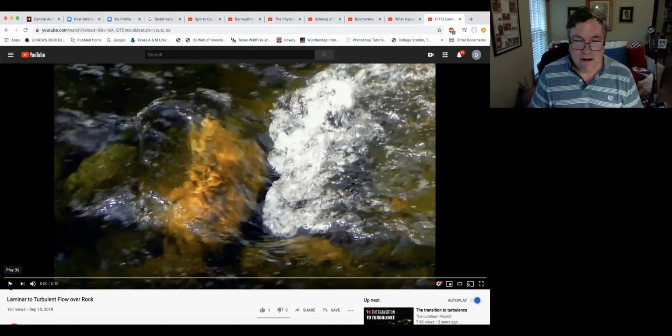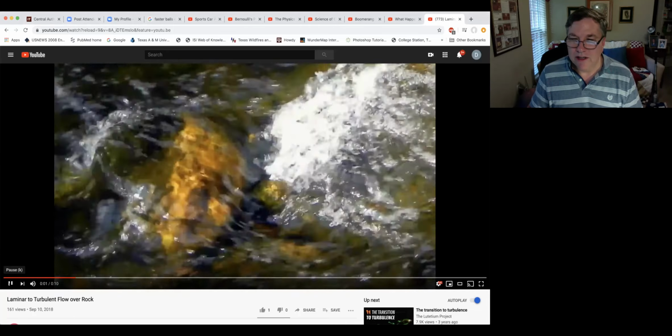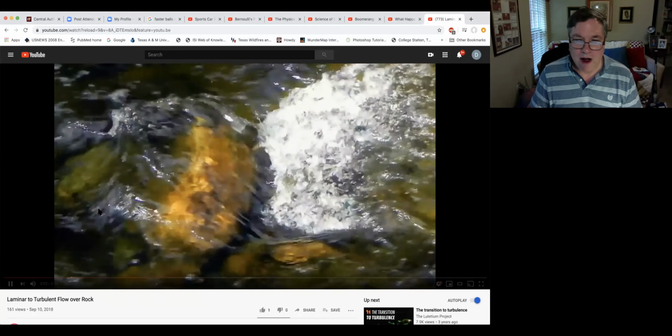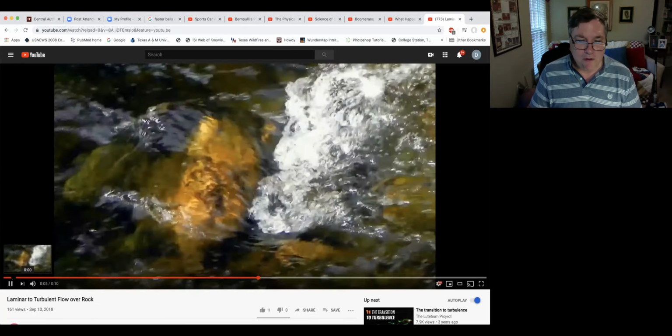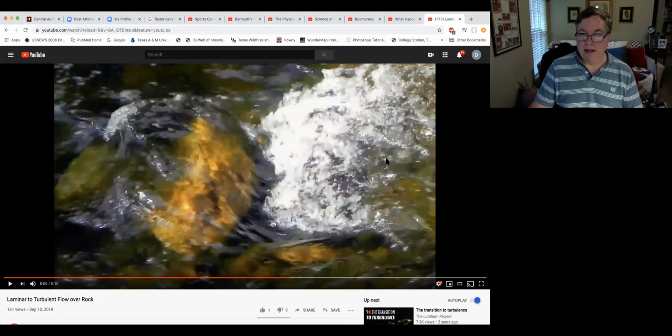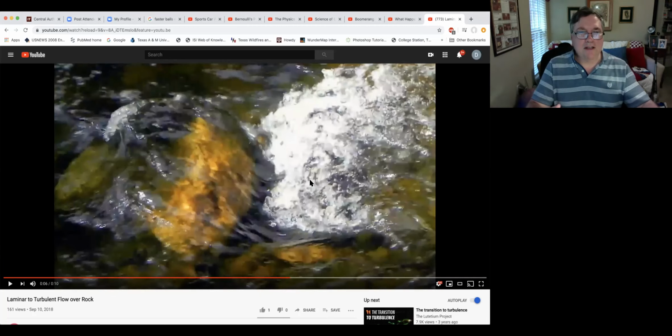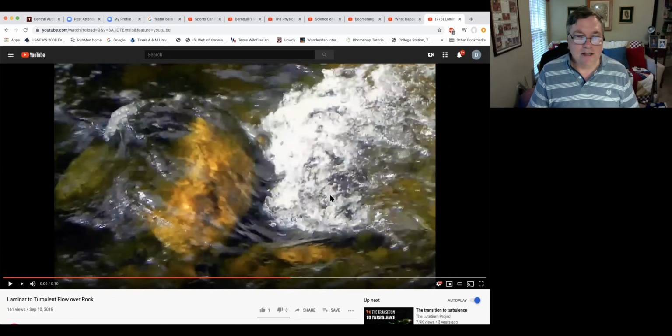Okay, so let's go. There we go. You can see that turbulence forming behind the rock. There's laminar flow over the rock, but turbulence behind it. It's where you see turbulence like this. That's where we get the imbalance between inflammatory proteins, oxidative stress, and nitric oxide.